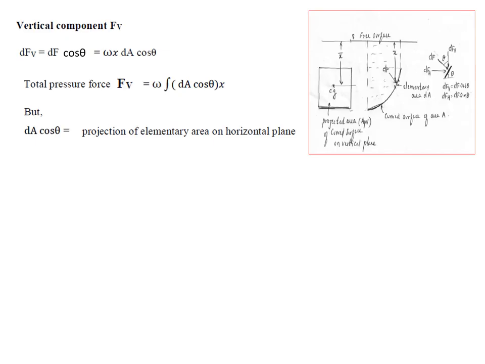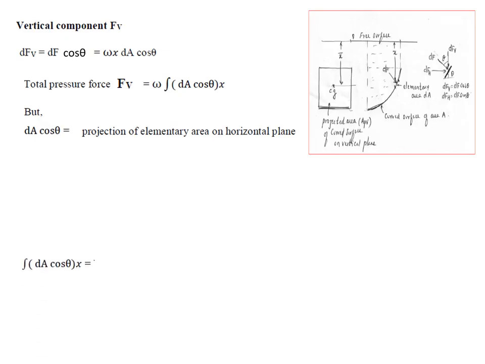So dA cos theta into x will give you volume. So it is nothing but the volume of water or fluid that is contained from the curved surface to the free surface. So if I take the summation of all these things, it will give me the entire volume. Okay, volume of fluid right from the curved surface to the free surface.